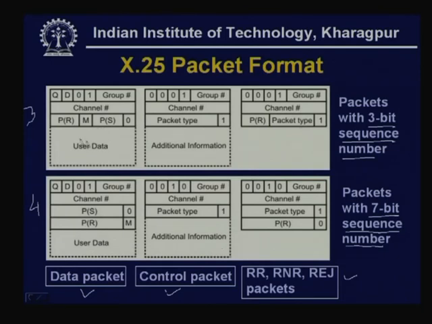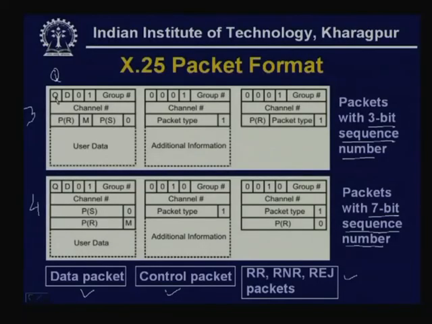So, let me explain the different functions of different bits. This Q bit, the least significant bit, is actually not used by this layer. It is left to the user to use it properly for some function. On the other hand, this D bit is used as an acknowledgement from the remote DTE.